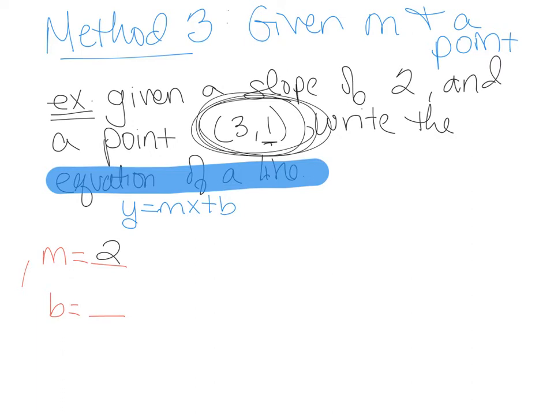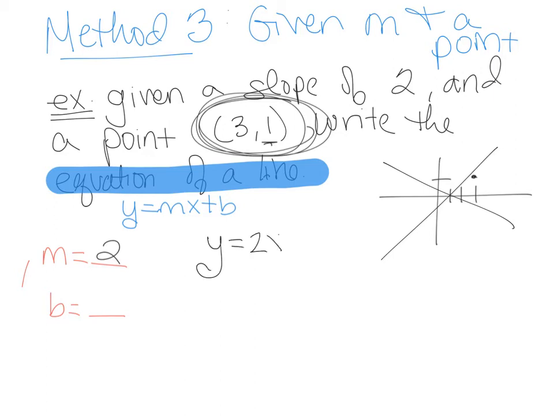Let's talk about this. If I were to go and plot 3, 1, that would be about right there. Okay? What does y-intercept mean? It's where my line crosses the y-axis. Is my point even on the y-axis right there? No. So saying b is 1, that doesn't help us at all. So I'm going to write down what I know. If I write down my equation, I have y equals 2x plus b. I don't know what b is, so it's still just a variable.